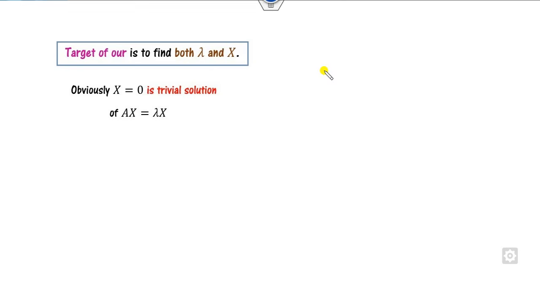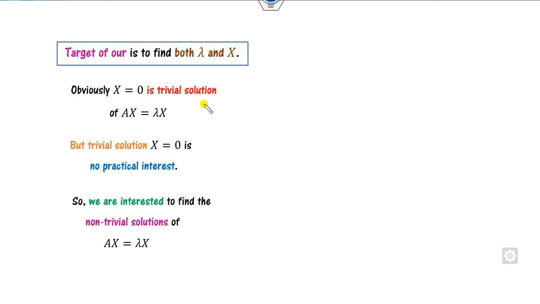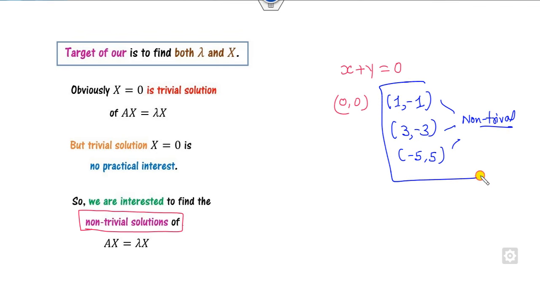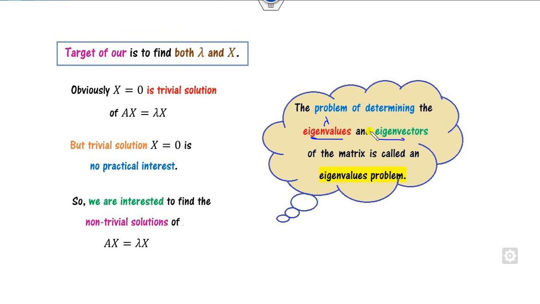Here Ax equals lambda x always has a trivial solution, but this is not useful in our practical life. So our target is always to identify a non-trivial solution. For example, if I say x plus y is equal to 0, we all know 0, 0 satisfies it, but is there any other value? Yes, 1, -1 satisfies, 3, -3 satisfies, -5, 5. So these are all called non-trivial solutions. Our target is to identify such solutions rather than this one. The problem of finding the eigenvalue lambda and the vector x is called the eigenvalue problem.